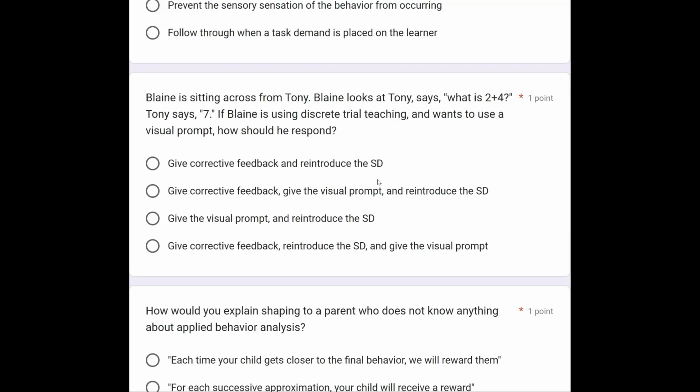We have to use our visual prompt because that's what the question is indicating. B, give corrective feedback, give the visual prompt, and reintroduce the SD. At what point in DTT does the prompt occur? Does it occur as a consequence, or does it occur before the response? What occurs before the response, right?